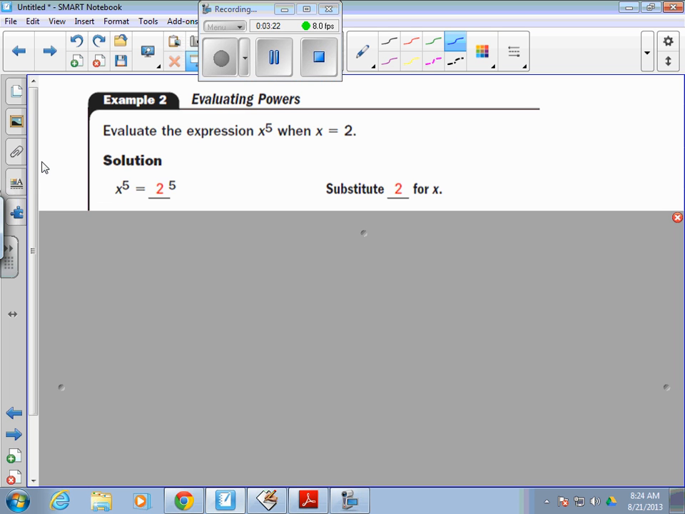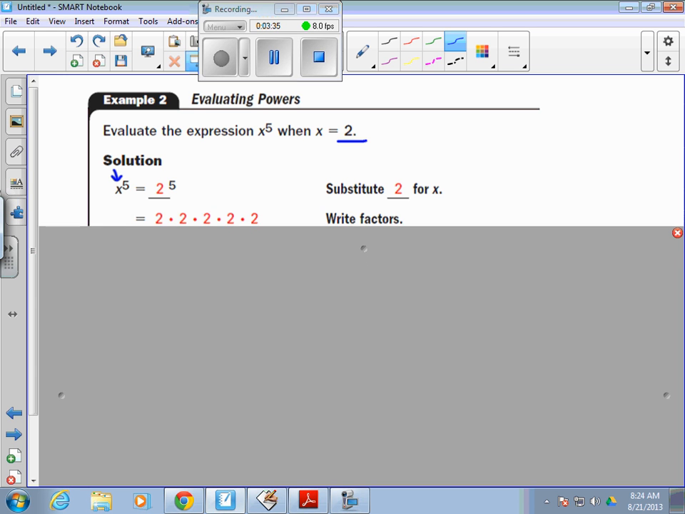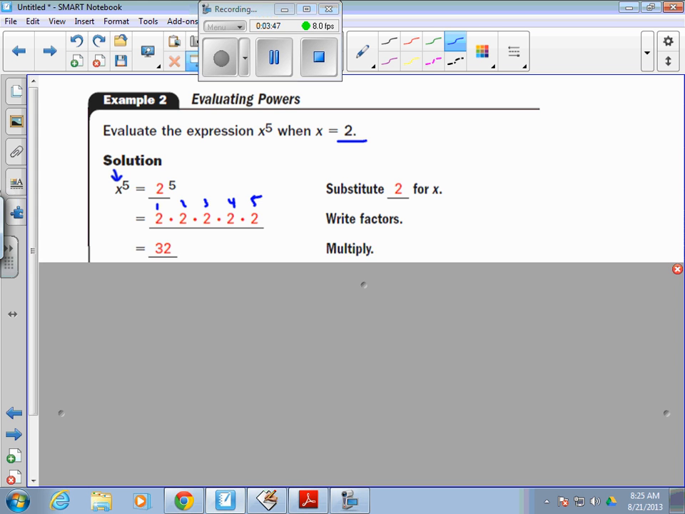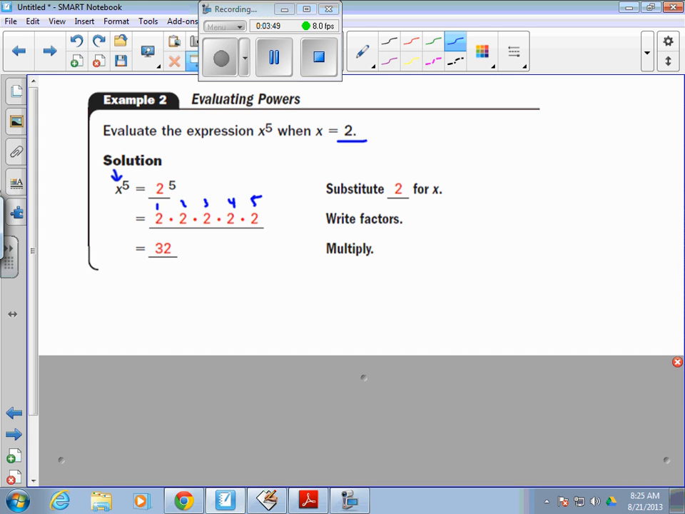Example number 2 is evaluating powers. X to the 5th power, you read it just like that, when X's value is 2. Substitute in the value of 2 in place of X. So we have 2 written there to the 5th power. On the next line, that means we're multiplying 2 times itself 5 times. Notice it's 1, 2, 3, 4, 5. That does not mean 2 times 5. If you give me the number 10, you're going to come up with the wrong answer. When you multiply 2 times itself 5 times, you get the number 32.